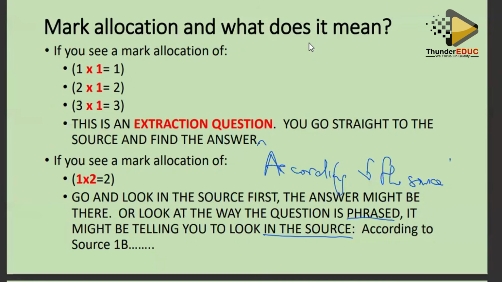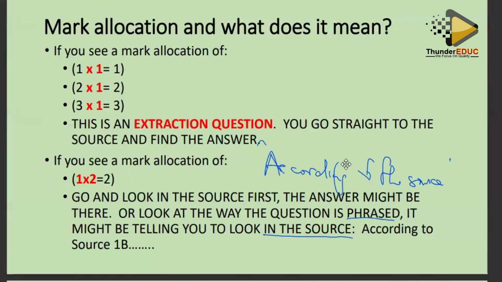And if it says use your own words, it means you are supposed to figure it out from your own understanding. It's not coming from the source, but you are figuring it out from your own understanding. Right. So that is basically how you should pay attention to mark allocation and also try to figure out if the response is in the given source, or you must find it out on your own.